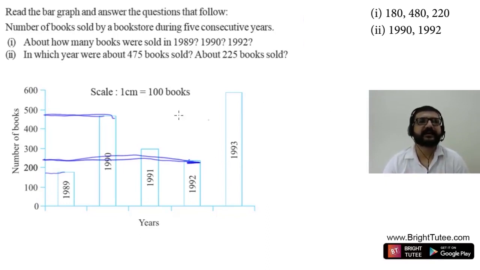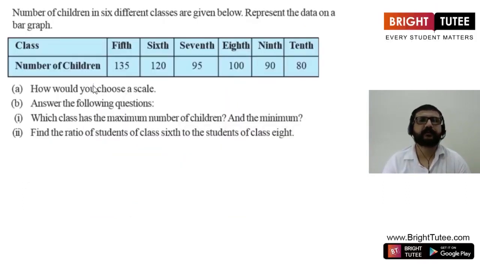So this is how we can read the bar graph. Now let's see one more question based on bar graphs. The question is, number of children in 6 different classes are given below. Represent the data on a bar graph. So the tabular form of the data is given to us. We have to convert it to a bar graph. Different classes are represented and their corresponding number of children are also represented here. And after forming the bar graph, we have to answer these questions.